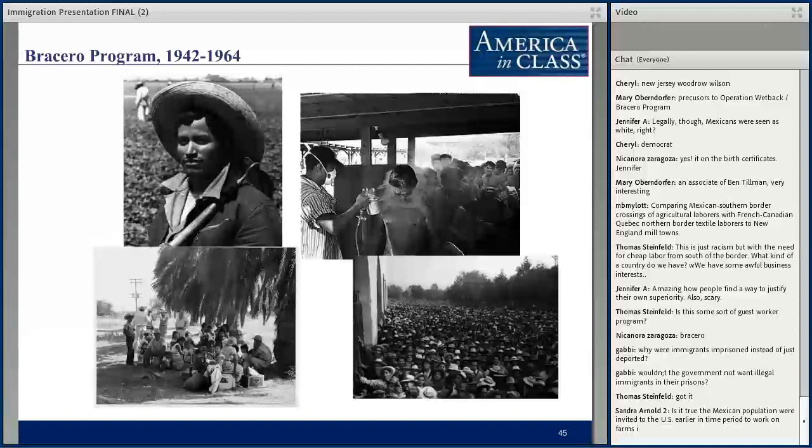And again, you're seeing this politics of a settler state in the American West in particular, wanting to have access to a racialized workforce, but not wanting that workforce to remain in the United States as immigrants. And that's what the Bracero program is really about.